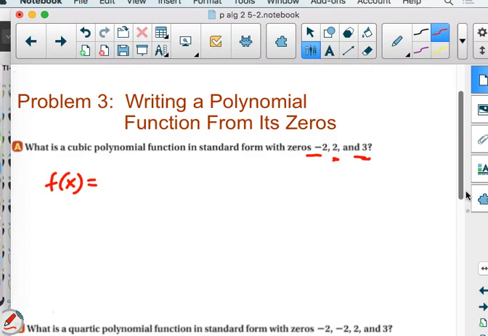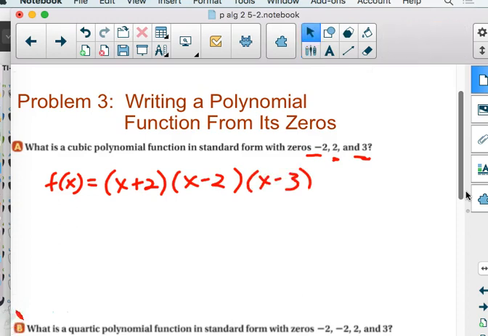And I think, okay, what would have to be in the parentheses for negative 2 to be a 0? Well, that'd have to be x plus 2, because then I'd put a negative 2 in there, and that would give me 0. So if x plus 2 gets me negative 2, what should I put up there for 2? X minus 2. And what should I put up there for 3? X minus 3. And then this just becomes FOIL.